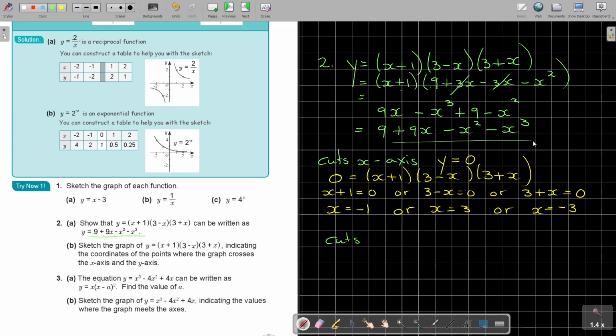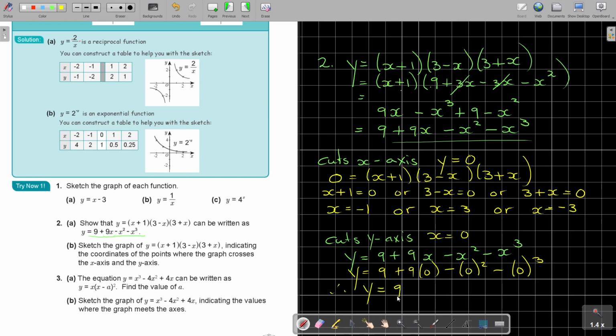Okay, so when I want to see where it cuts the y-axis, I make x 0. Use this one, as I said. It's going to be easier to work with this one. I think for me it would be easier. So I'm going to put 0 in the place of x. So y equals 9 plus 9 times 0 minus 0 squared minus 0 to the power of 3. Therefore, the value of y is equal to 9.